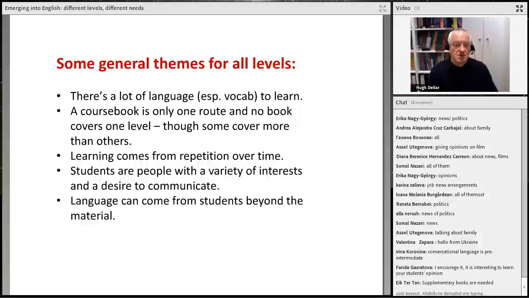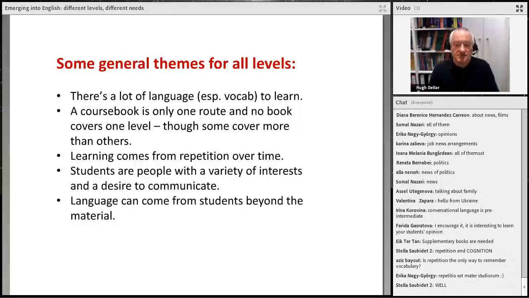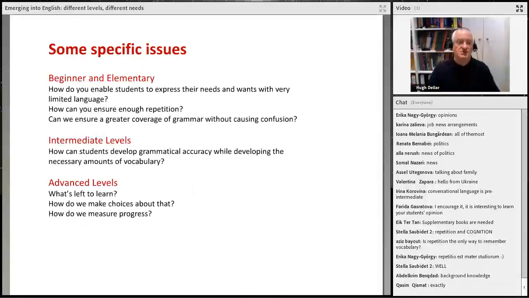I think students are people with a whole range of different interests, and generally, not always, as I'm sure you all know, but generally a desire to communicate. And language can also come from the students beyond the material. When we hear students trying to express themselves, we can help them say what they're trying to say better and feed in some language to match those kinds of meanings that they're sort of trying to express.